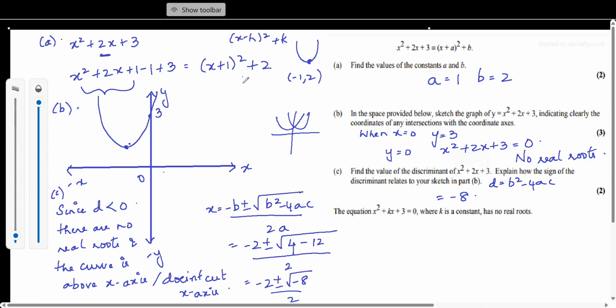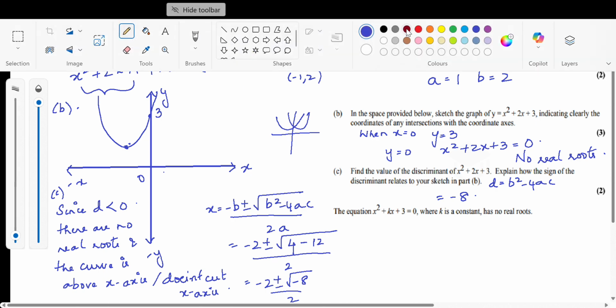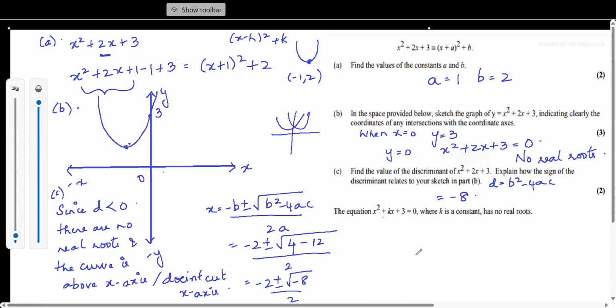And the last part: the equation x squared plus kx plus 3, where k is a constant, has no real roots. So this is another equation where the condition is given that no real roots exist and we have to find what the value of k would be. So straight away get to the condition. For no real roots, we know b squared minus 4ac should be less than 0. For this equation, b is k, so k squared minus 4 into 1 into 3.